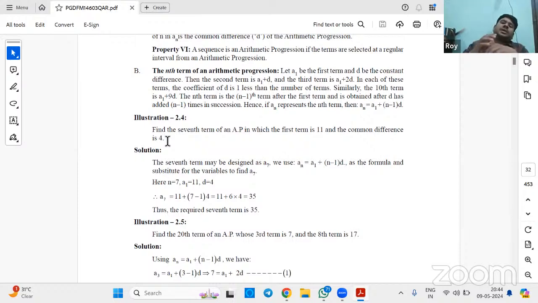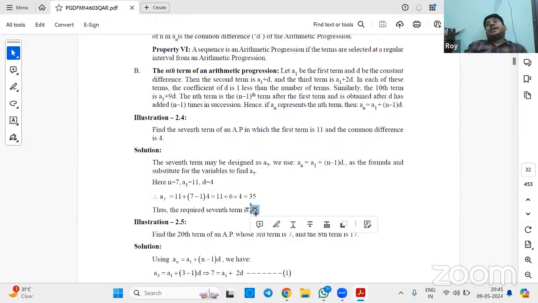After the first term, 11, what will be the second term? When the common difference is 4, 11 plus 4 is 15. 15 plus 4 is 19. 19 plus 4, 23. 23 plus 4, 27. 27 plus 4, 31. 31 plus 4, 35. Which one is the seventh term? Are you all understanding? Here it is given 35.